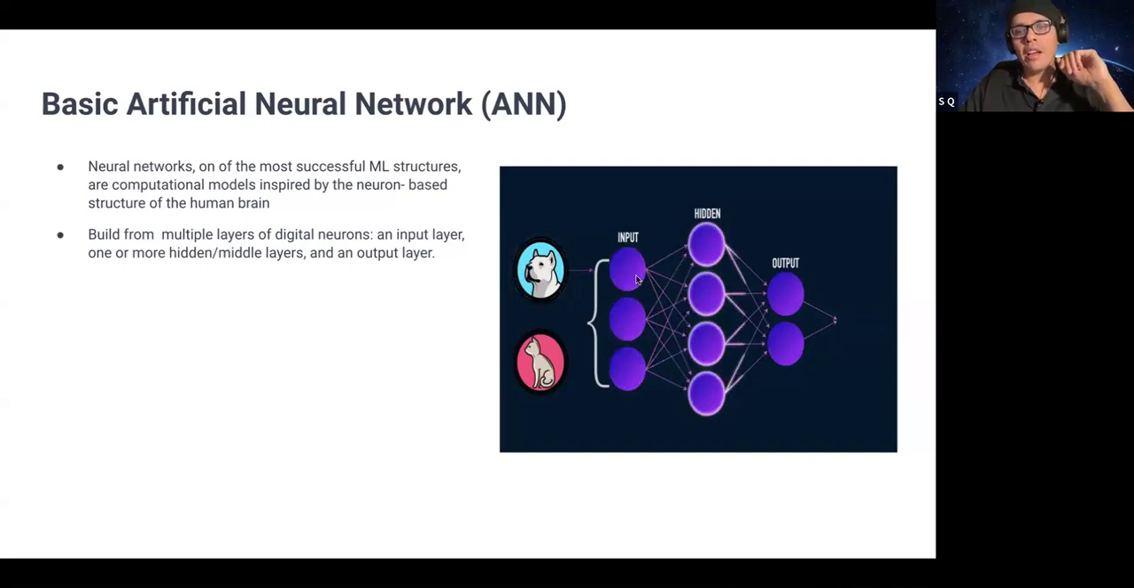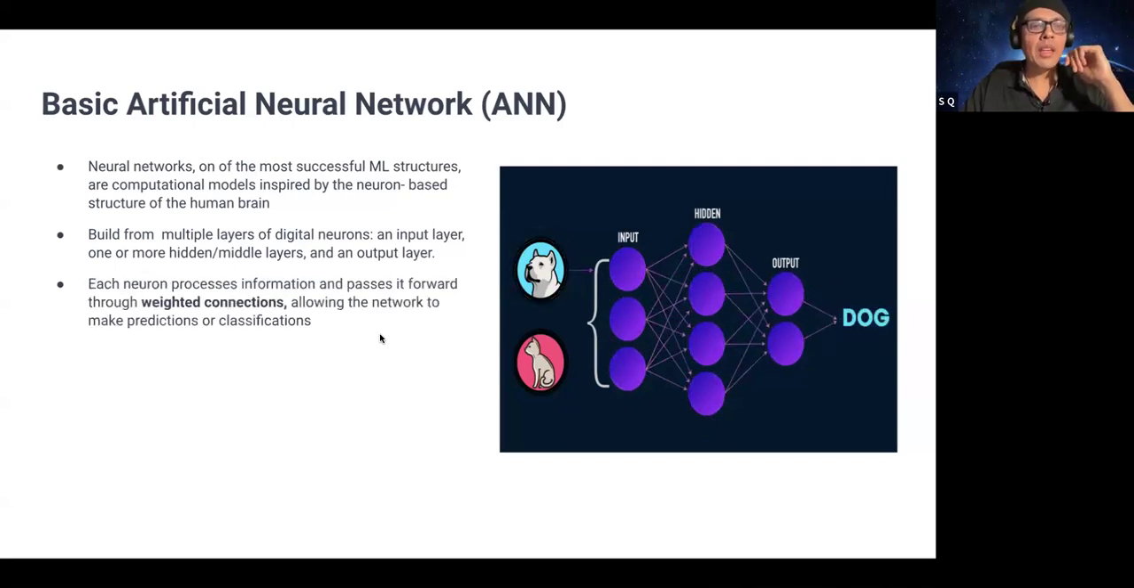Each of these groups of circles, or neurons, as they call them, digital neurons, is a layer. So you have the input layer, the hidden layer, and the output layer. And you can have many hidden layers in here. The more hidden layers you have, in some cases, the more powerful the neural network can become. Each neuron processes information and passes it through weighted connections, allowing the network to make predictions or classifications.